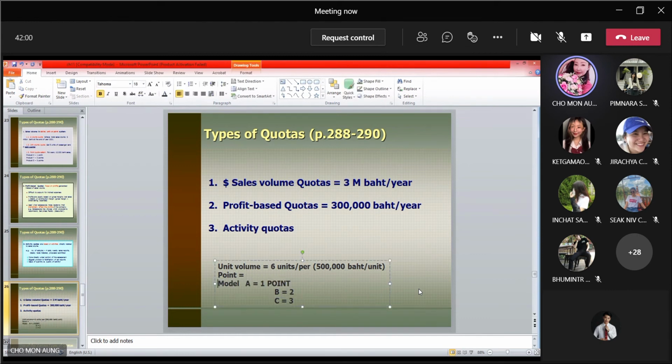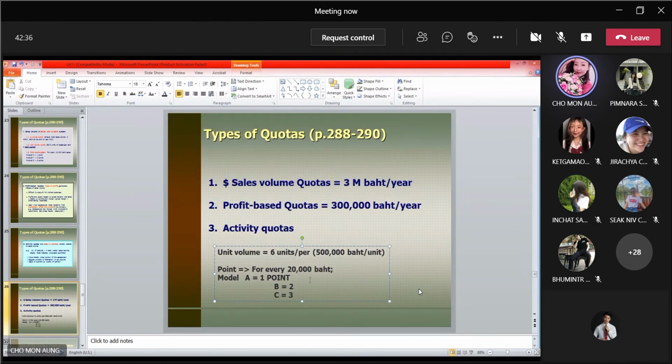So when we set the point quota system, for every, let's say, 50,000 baht. Don't stick to the numbers, okay? The numbers are just to give you the idea. Don't stick to the numbers. So if they can sell model A, 20,000 baht, they get 1 point, and so on.